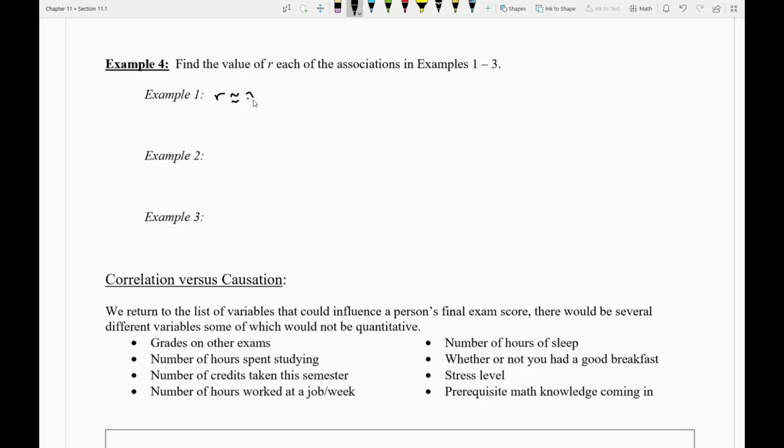So notice that's a positive value, which means my dots were going up in the picture. And it's also a pretty large value, close to 1, which means that there is probably going to be a very strong linear relationship.